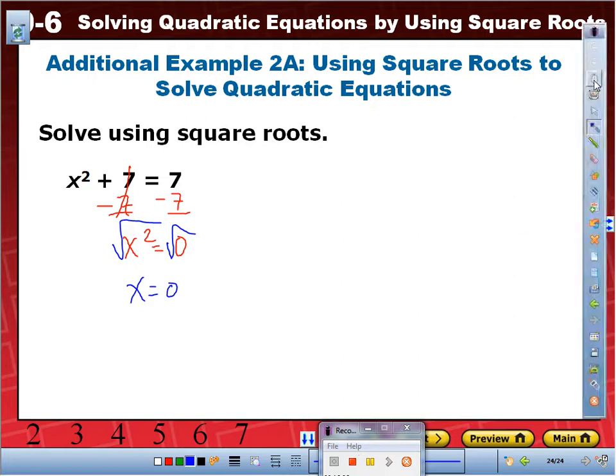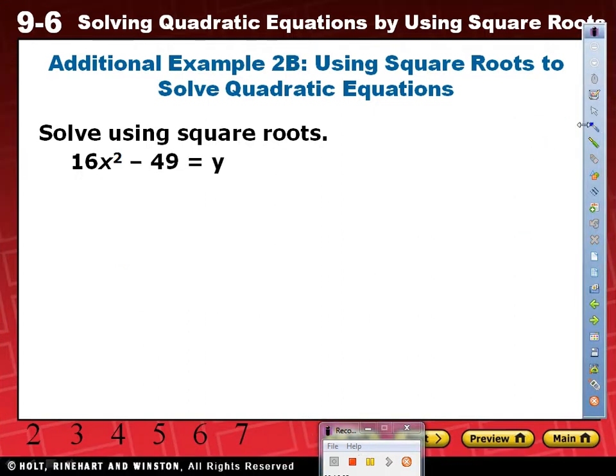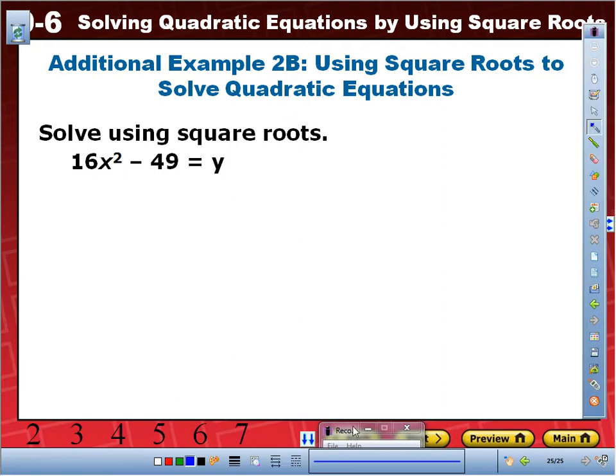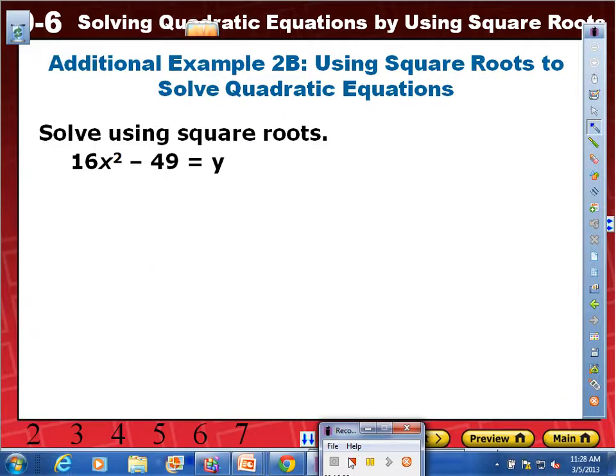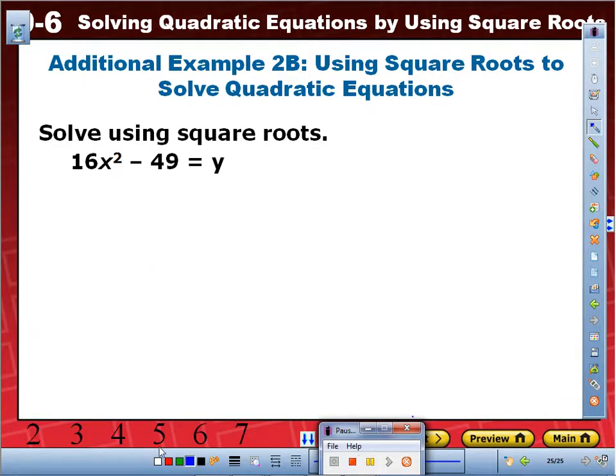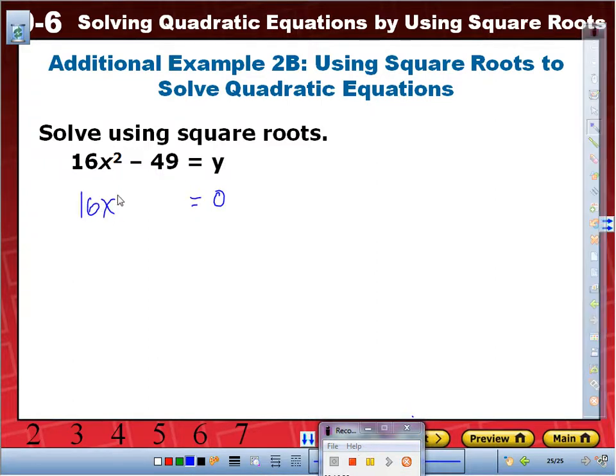Number 2b. Copy that one. See if you can do that one by yourself. Go. 16x squared minus 49 equals y. All right, here we go. So, solve using square roots. I substitute y with 0. We're left with 16x squared minus 49. I'm going to use inverse operations.